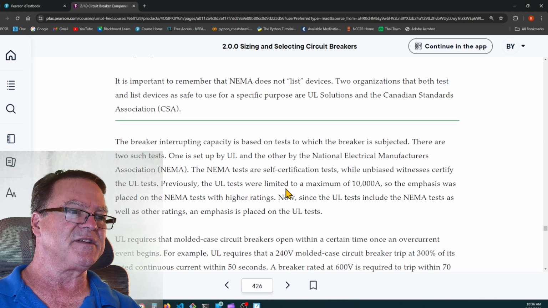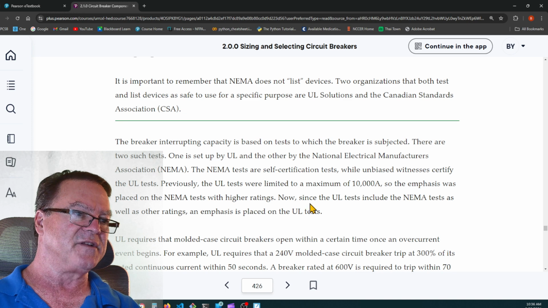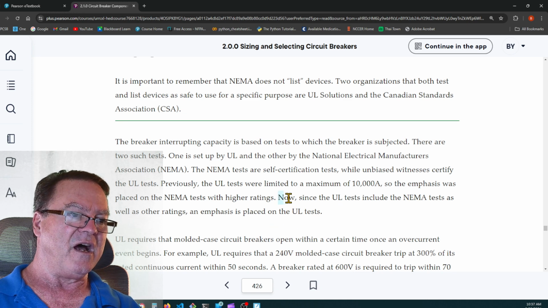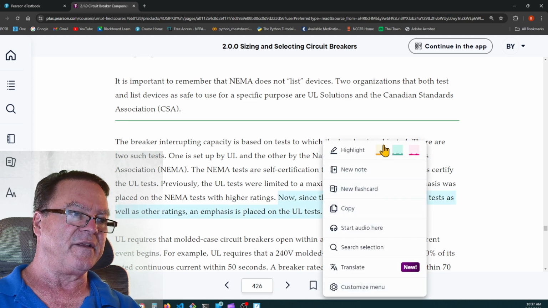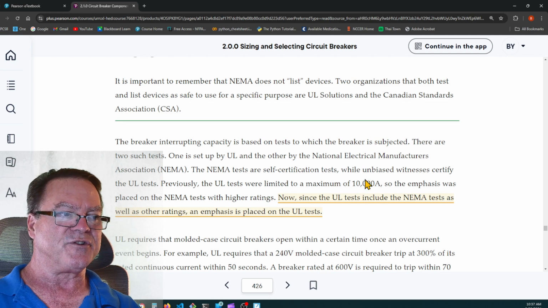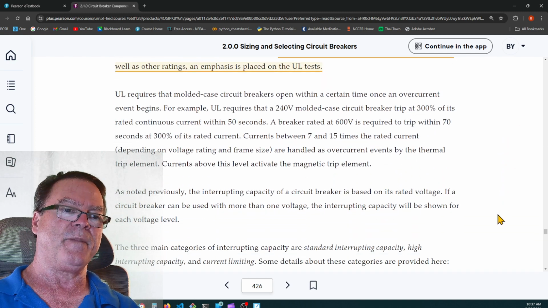Previously, the UL tests were limited to a maximum of 10,000 amps, so the emphasis was placed on the NEMA tests with higher ratings. Now, since the UL tests include the NEMA tests as well as other ratings, an emphasis is placed on the UL tests. I'm going to highlight that. Know that the UL tests now include the NEMA test limits, which are higher than the 10,000 amps UL used to be limited to.